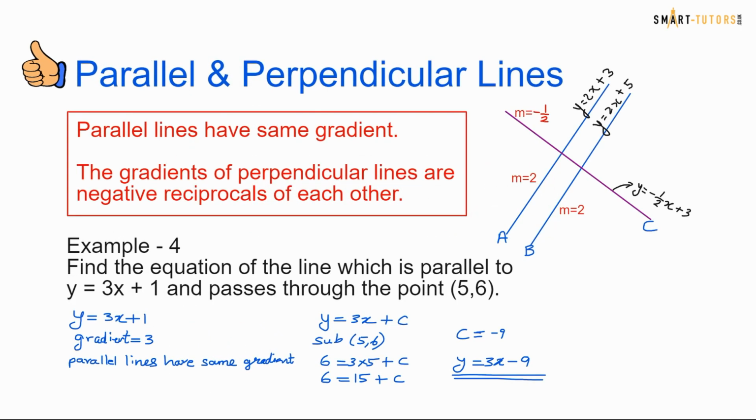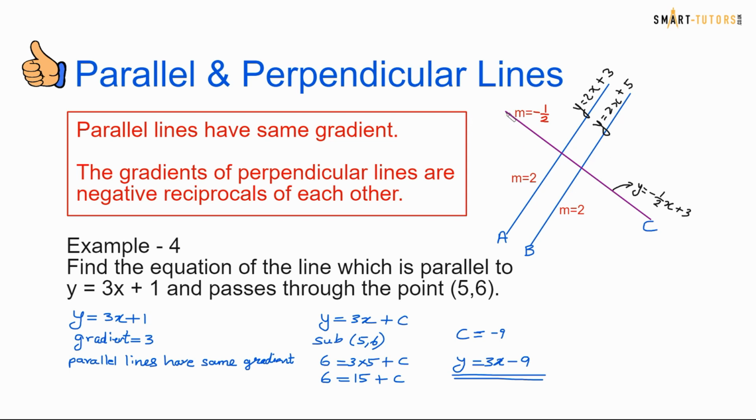The next theory you need to know is about parallel and perpendicular lines. Parallel lines have the same gradient. The gradients of perpendicular lines are negative reciprocals of each other. For example, if you look at this diagram, y equals 2x plus 3 and y equals 2x plus 5 are parallel lines because the gradient equals 2. Both gradients are equal, therefore both lines are parallel.